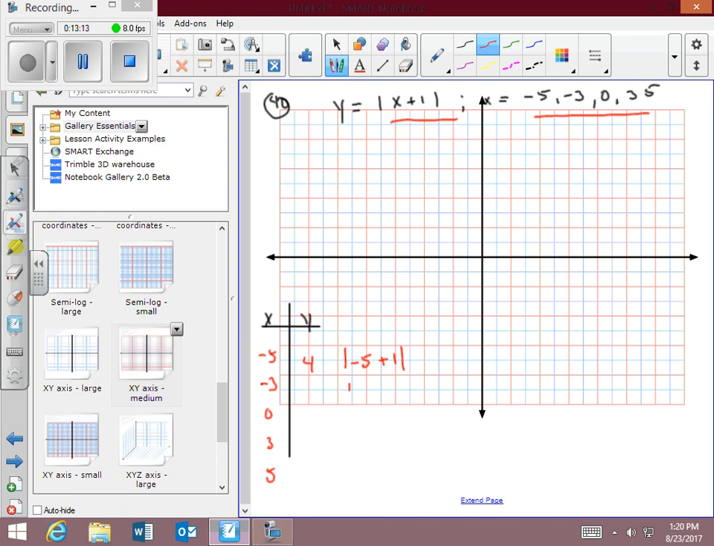So then the next one is I'm going to put, for this x, I'm going to put minus 3, so it's a minus 3 plus 1, and that's a minus 2. And the absolute value of minus 2 is a plus 2. So that's plus 2. And I put 0 in, and that's a plus 1. Then I'll put 3 in, and that's a plus 4. Then I'll put 5 in, and that's plus 6. So these are my ordered pairs that I need to graph.